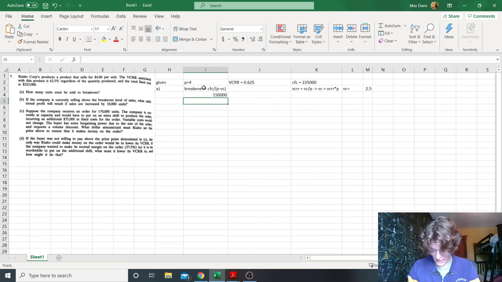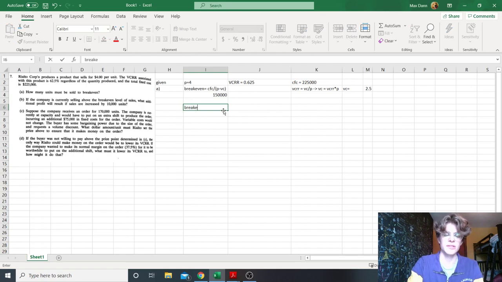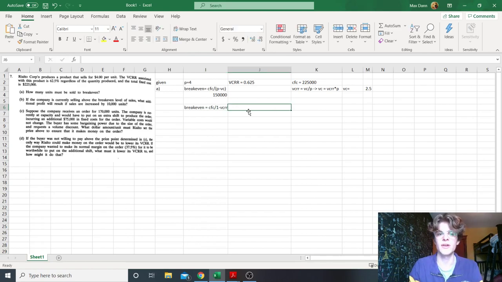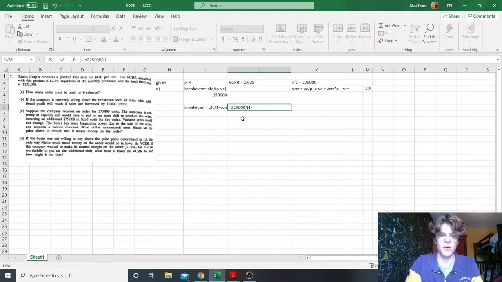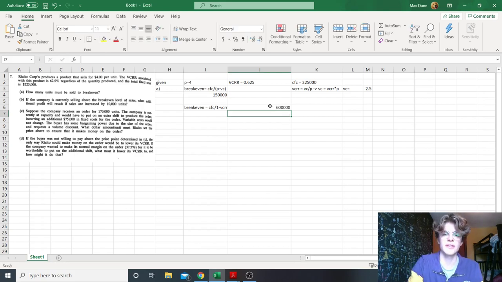So to go through the lab manual ways, they kind of used the reverse. They used this formula, CFC divided by 1 minus VCRR, to determine the amount of revenue they'd need, and then they divided it by the price. So their way would be 225,000 divided by 1 minus 0.625 gives you that, and then if you divide that by the price, you get the same number. So that's a backwards way of doing it that works too. And then there's another way using VCRR, but I think you guys get the idea.